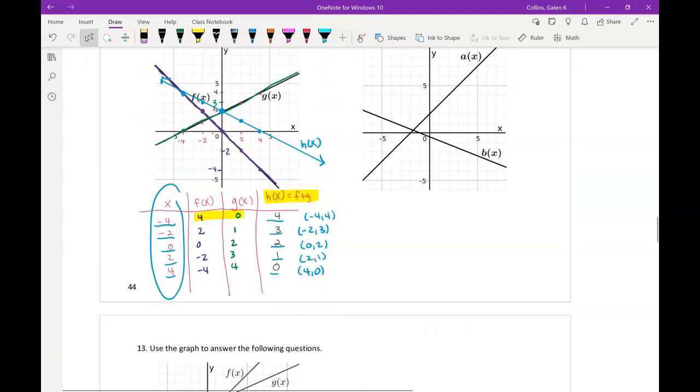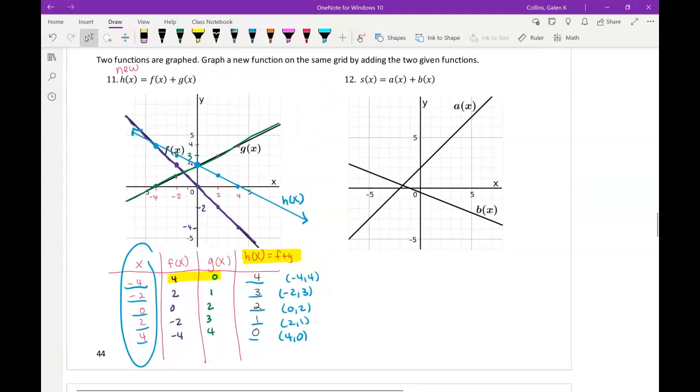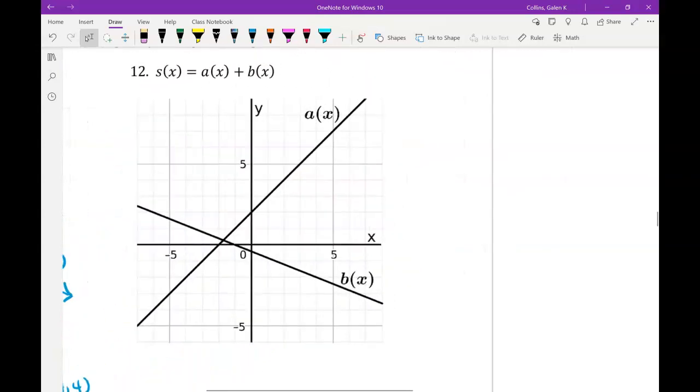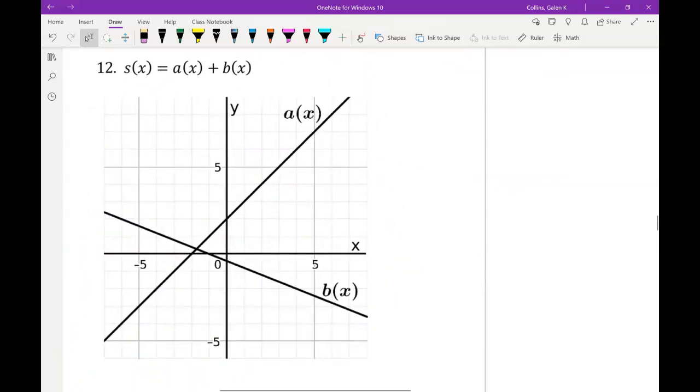All right, in number 12, let's do the same thing there. First of all, you could do number 12 exactly like I just showed you number 11, but there is another way that we could do this as well. We could do this from the explicit equation of the two functions. So I'm going to show you that method here. If you can get the explicit equation, it might be faster.